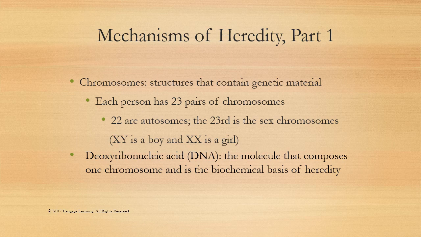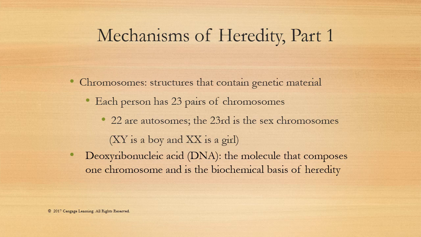So each person has 23 pairs of chromosomes. 22 are autosomes. And the 23rd is the sex chromosome. And that's what makes you a boy or a girl. So XY is a boy, and XX is a girl.